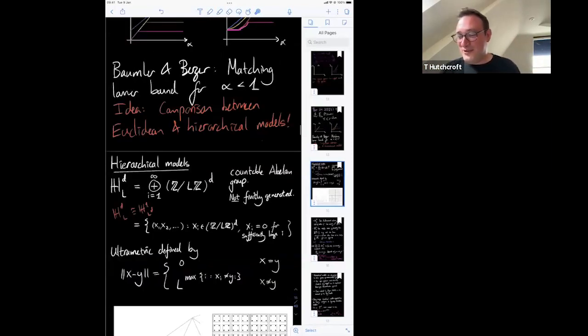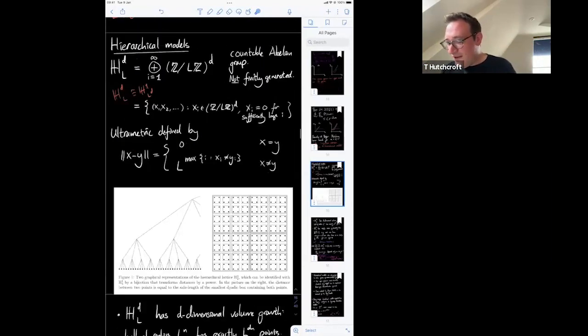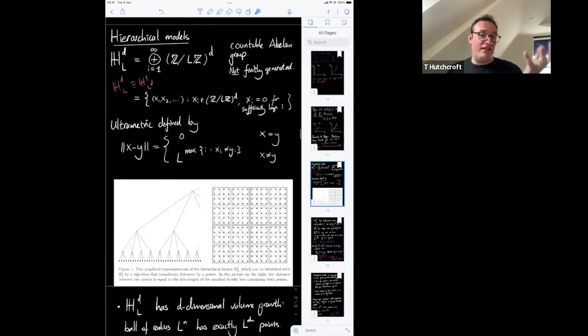So obviously I'm running out of time to really tell you anything about that. Let me just say, for the hierarchical model, basically the idea is you do long-range percolation, but instead of doing it on the standard lattice, you do it on what's called the hierarchical lattice, which has a lot more symmetry. And in particular, it's much easier to do renormalization group analysis in the hierarchical setting. It's certainly much easier to do it rigorously, but it also makes non-rigorous renormalization group analysis much easier as well.